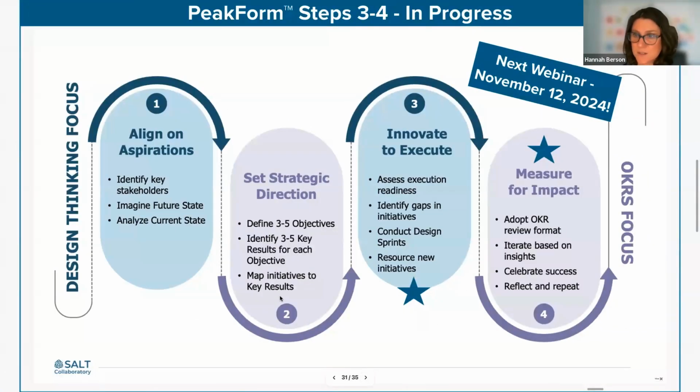We've mapped the initiatives to the key results. Now we've got to get ready to innovate and execute. How ready are we to achieve these results? What are we missing? Which of these initiatives need to be rethought and taken up to the next level? Because all of this work that we're doing, if we don't change anything, we're not going to get a different result. So how do we get more innovative? But this is our next piece that we're working on.